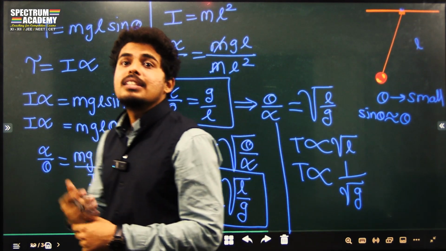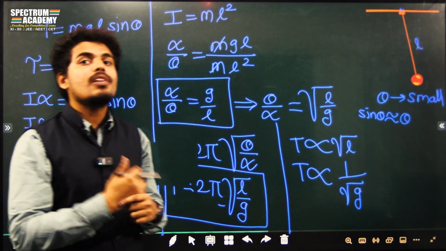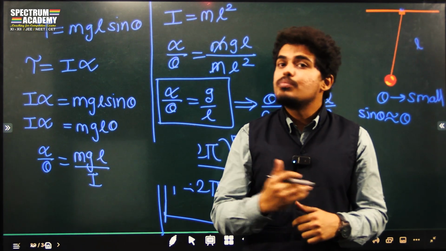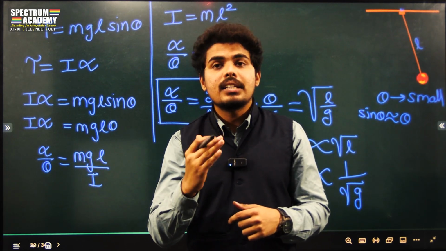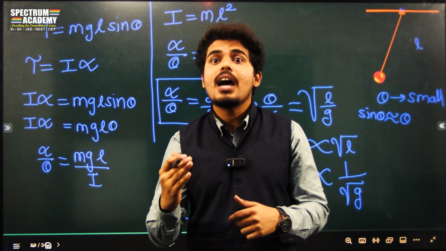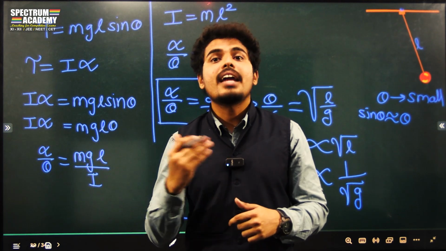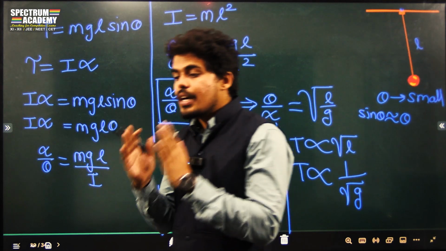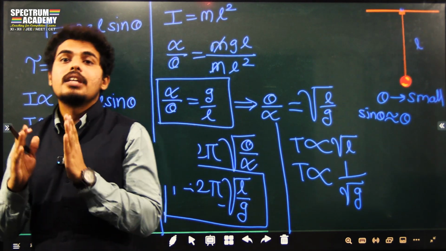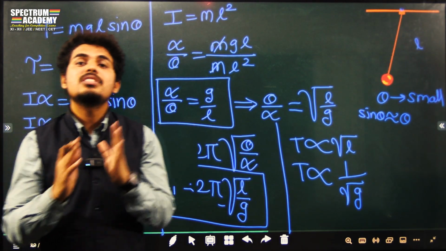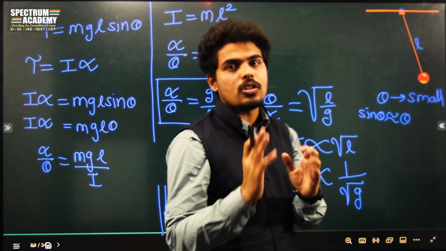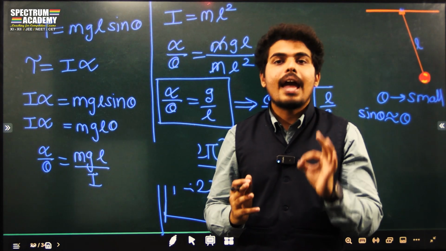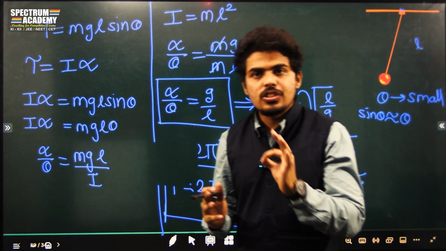The next one is the tangential force, which is mg sin θ. The angle between this mg sin θ and the radius vector is 90 degrees, and sin 90 is 1. So the required torque is mg sin θ into L, that means mgl sin θ. This is the torque, right? So there is only one torque, and it is due to only the tangential force.